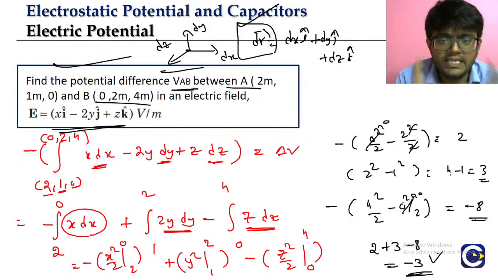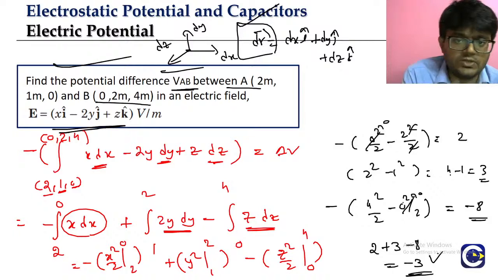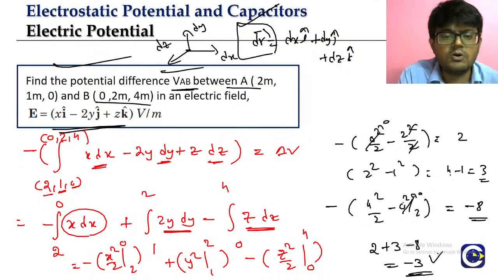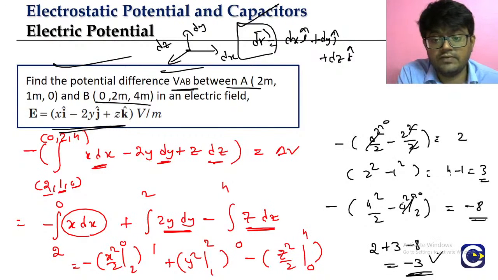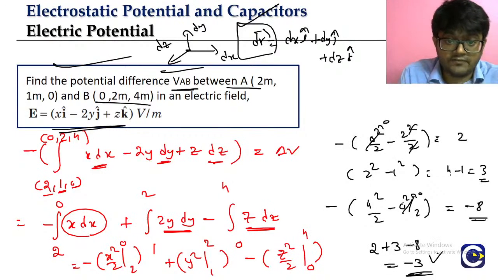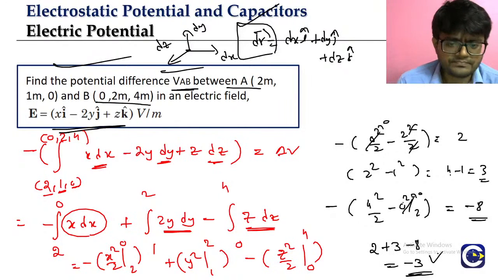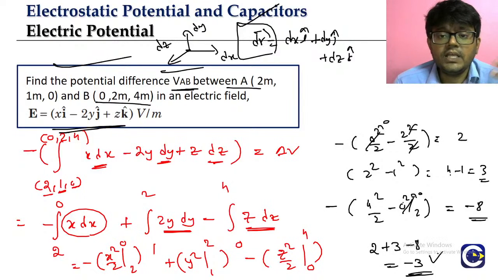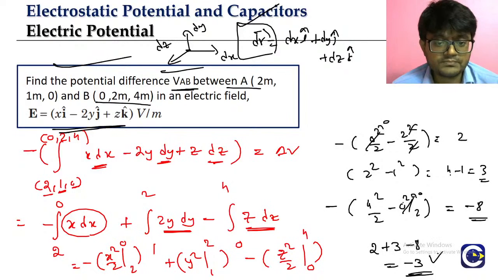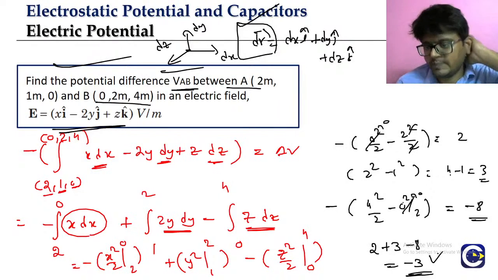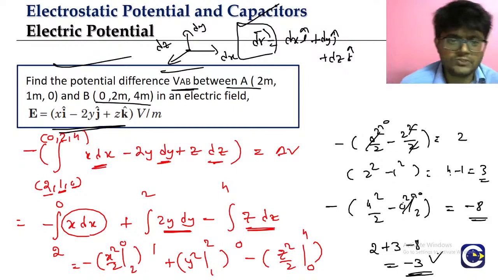How do we express dr? dr will be dx into i plus dy into j plus dz into k. That is how we represent the small displacement vector. Okay, so this is about the way in which we will use the relation between the electric field and potential. In the next class we'll start with the idea of equipotential surface, and then we'll get into the other aspects of electric potential. Okay, so we'll see in the next class.